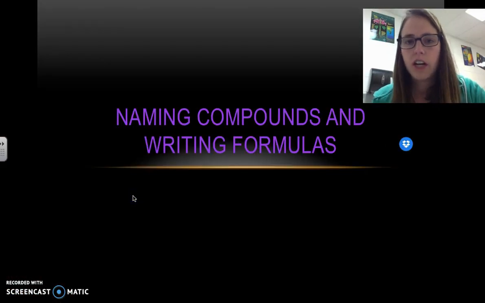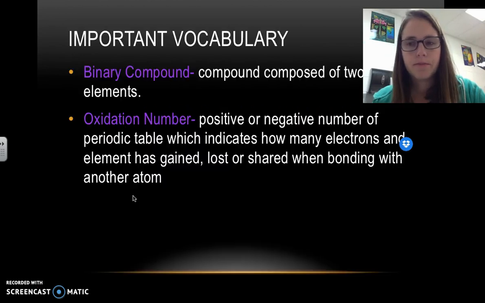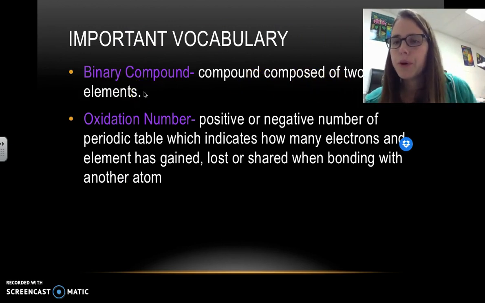All right, guys, we are going to work on naming compounds and writing formulas. So, important vocabulary. A binary compound is a compound that's composed of two elements. We're only really going to work pretty much on binary compounds in here. There will be a couple polyatomic ions, which we'll go into next slide, but the majority of the larger compounds we won't really touch on.